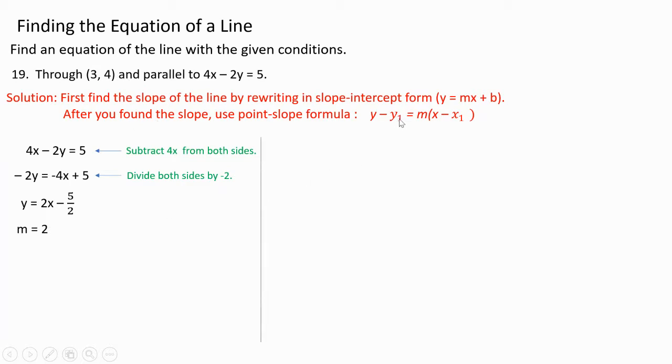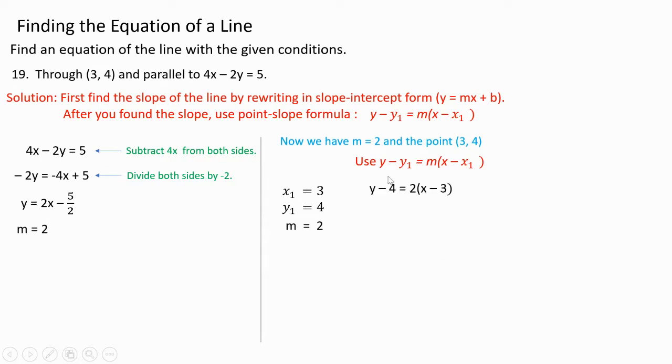Now I'm going to use this formula to find my equation. We have m equals 2, the slope is 2, and the point is (3, 4), which means this is my x1 and that's my y1: 3 and 4. There's your slope, so just plug them in. And this step, we already did earlier in previous slides.